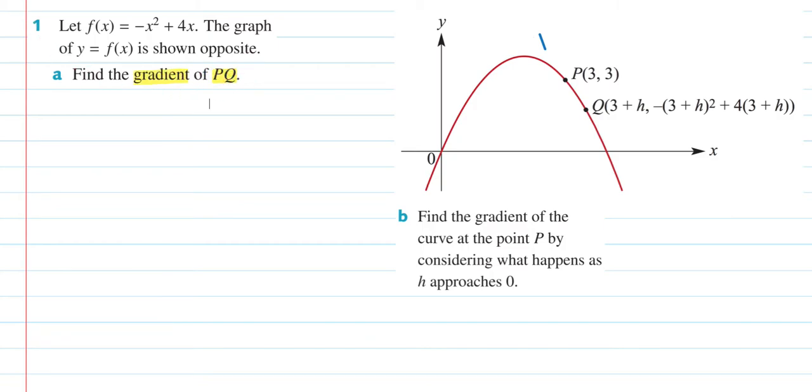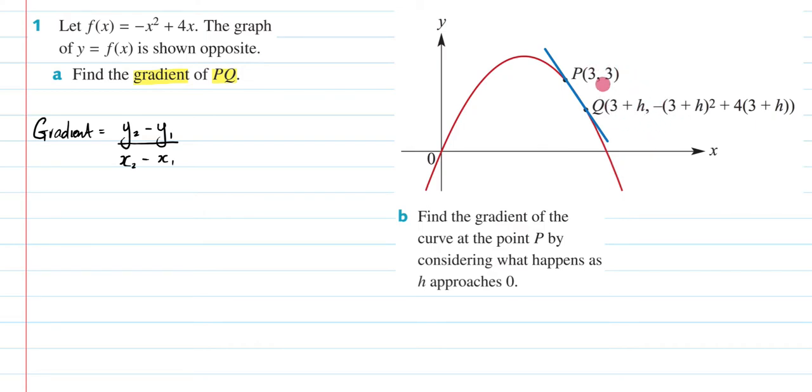So let's come and look at our graph here. Here's P, here's Q. We're trying to find the gradient of that, so let's draw a line. What we're doing is finding the gradient of this line. Now to find the gradient of something, hopefully you all know that we go y2 minus y1 over x2 minus x1.